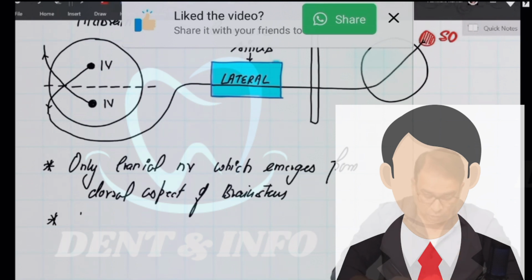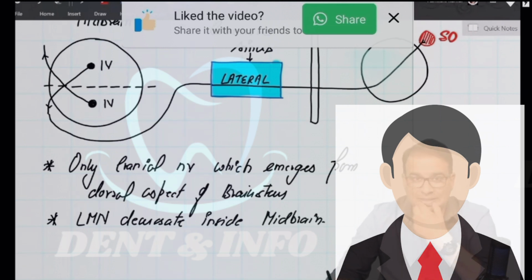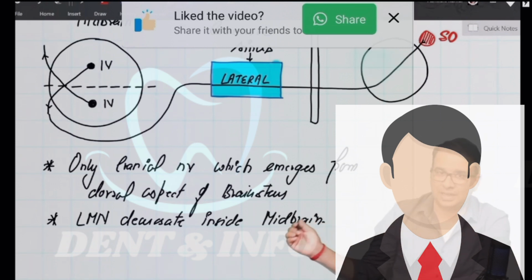Now, the lower motor neuron decussates inside the midbrain. This is also different, a little strange. Generally this does not happen, guys. Lower motor neurons don't decussate here; it's the upper motor neuron which decussates. But in this case, you can see the nerve coming out of the nucleus. The nerve after the nucleus is the lower motor neuron, and those lower motor neurons are crossing over, decussating. So lower motor neurons are decussating inside the midbrain.